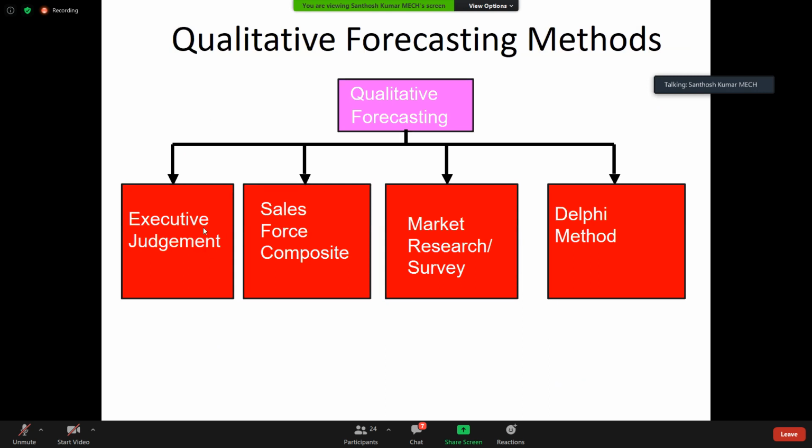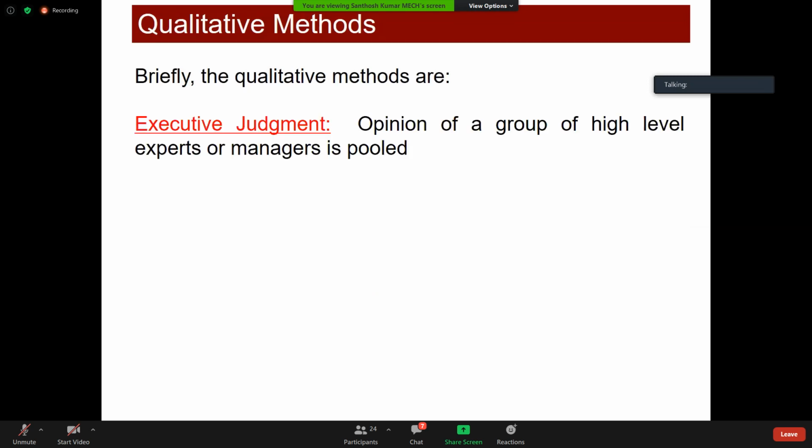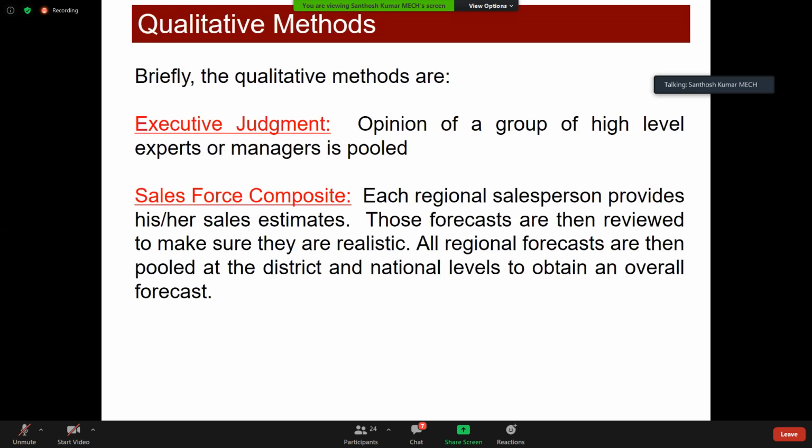updated. They won't directly depend on executive judgment, sales forecasting, or market survey. They will take those as a benchmark for future forecasting, but also, those who are going to deal with that department will directly do the market survey. Okay. So we'll briefly discuss the executive judgment.